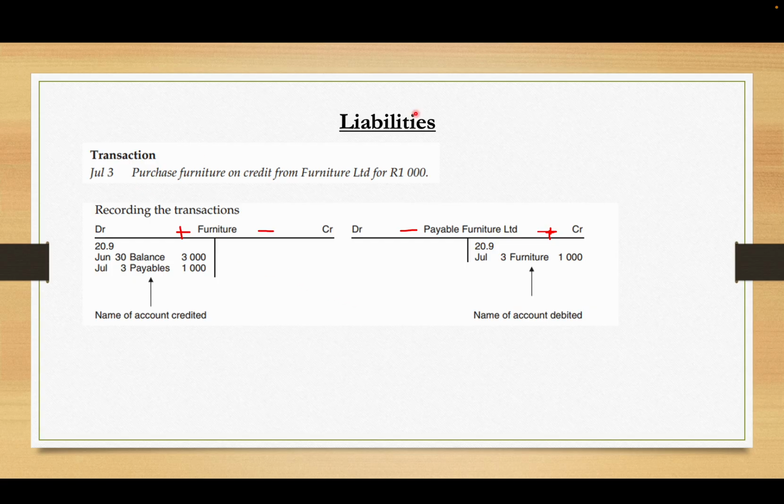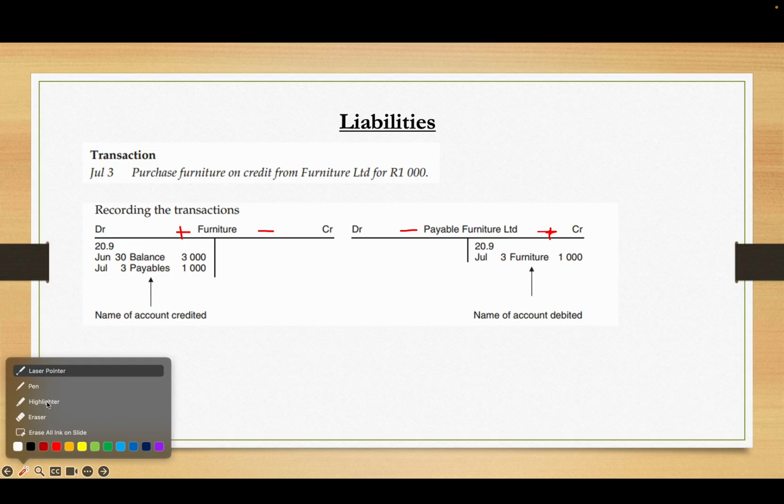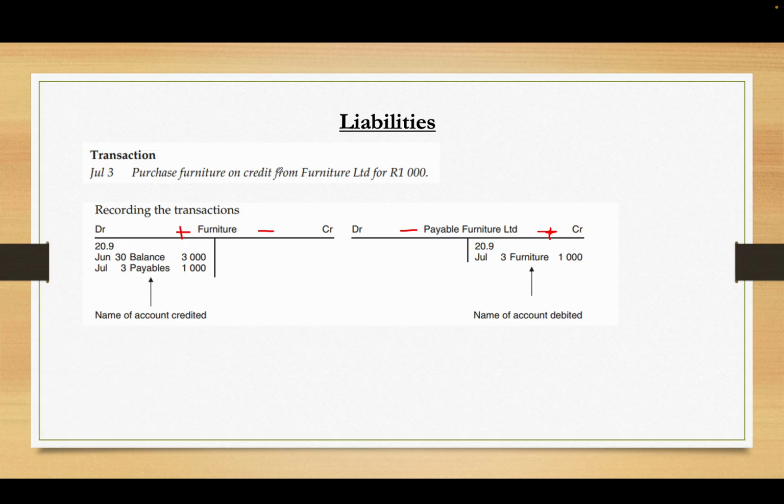Now let's look at this example. Purchase furniture on credit. When you see on credit, just understand it means you're going to use a payables account. As soon as you see on credit, think payables. And remember, what's a payable? It's a liability. You understand?